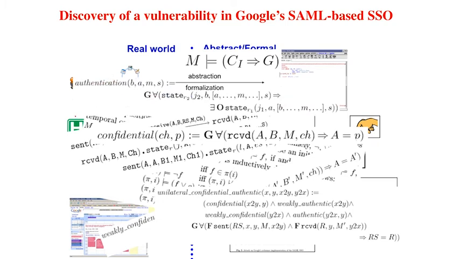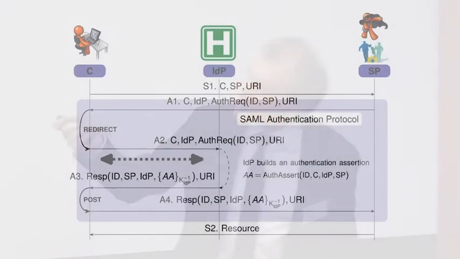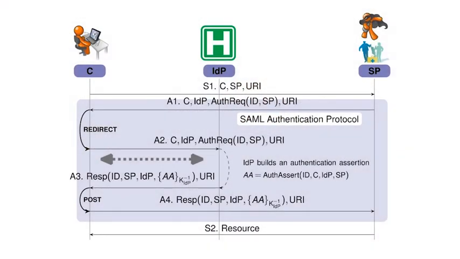How did we do it? Well, I'm going to skip the math. I'm just going to tell you the idea behind it. So basically, the protocol worked as follows. You have your client, you have your service that you want to access, and you have your hospital, which is the identity provider. And basically, these are messages being sent back and forth. Don't worry if you don't understand them. I'm not going to go into the details.